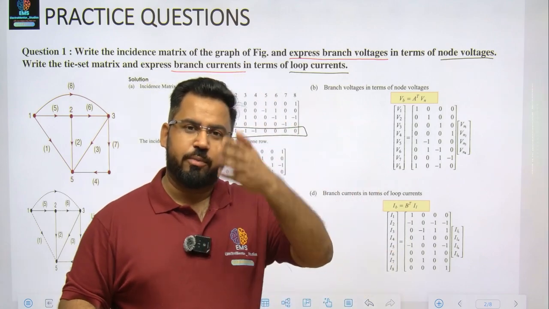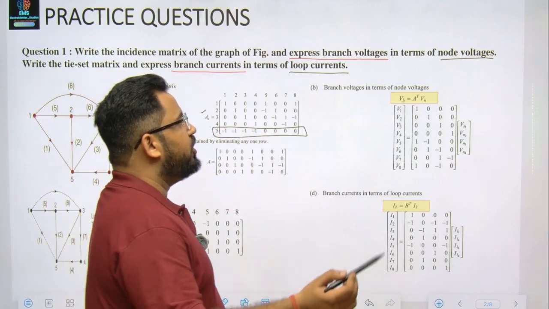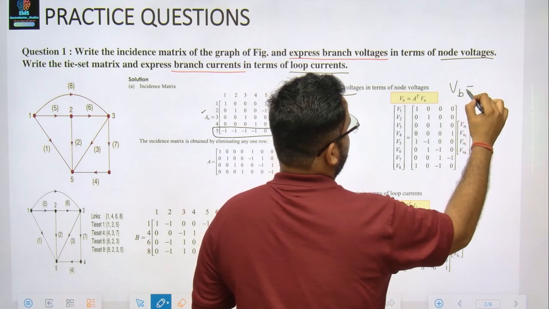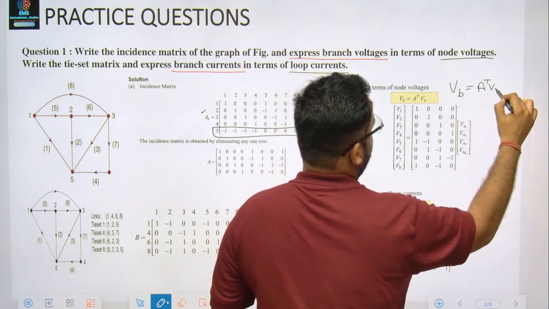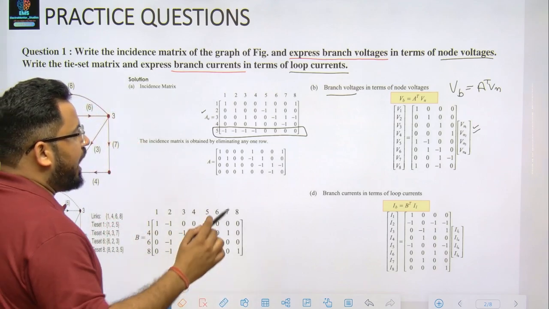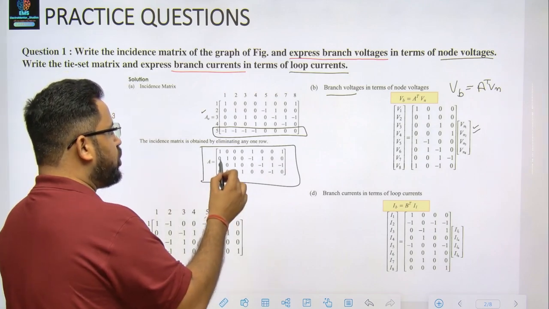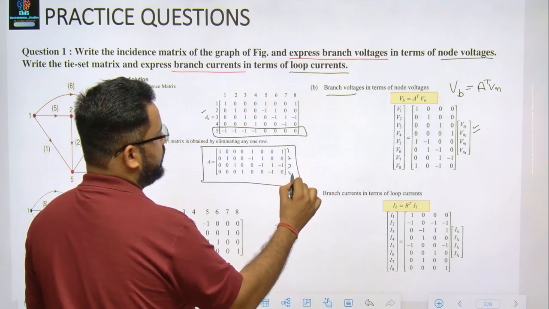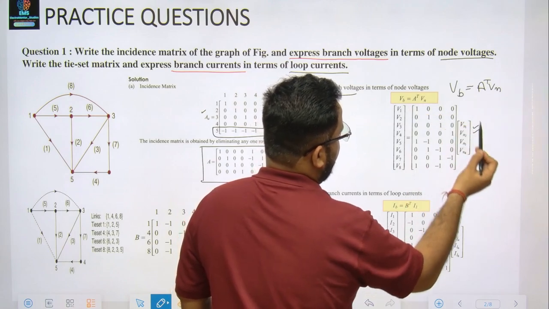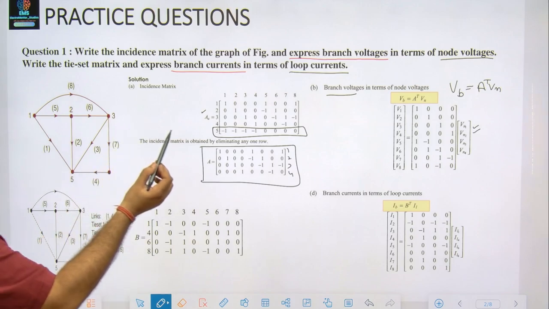We know that the sum of each column will be 1, so because of this we can remove our fifth node. To get the branch voltage, we have a formula: VB is equal to A transpose into Vn, where Vn is nothing but the node voltages. Now, if we are considering this matrix, that is our incomplete incidence matrix, how many nodes are left? We are left with nodes 1, 2, 3, 4. So we use 4 node voltages, we have 8 branch voltages, and we are just multiplying this to get the branch voltages. Similarly, we want to calculate the loop current.